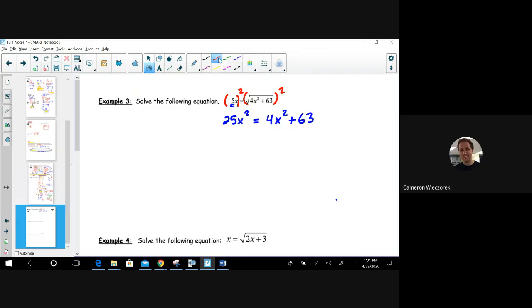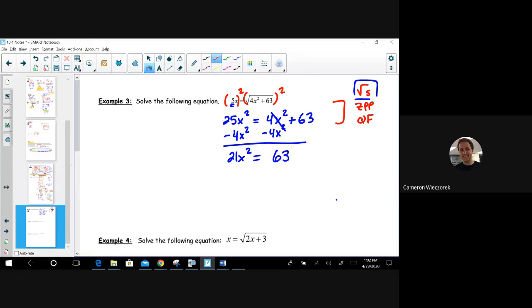Okay, looks quadratic to me. So I look at my checklist. I can either use square roots, zero product property, or quadratic formula. And I say we use square roots on this one because there's no x term. It's just x squareds. So I got to get my x squareds on one side. I'm going to move them to the left where it's positive. I'm going to do that by subtracting 4x squared on both sides. 21x squared equals 63.